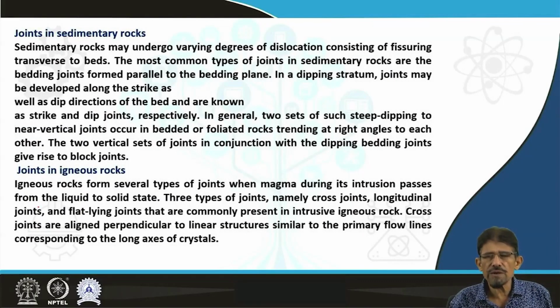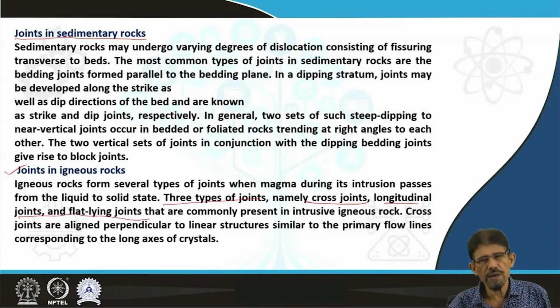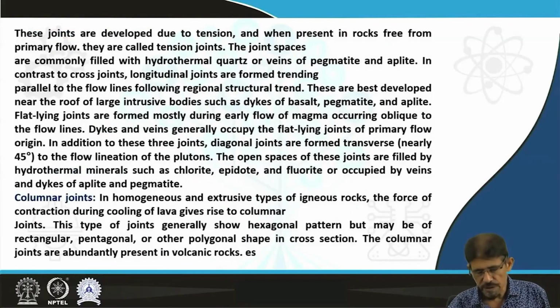Besides this, joints are also present in different types of rocks. Joints are mainly present in sedimentary rocks, showing different dips and strikes, and we can observe a number of joints in limestone, sandstone, and claystone. In igneous rock, we mainly have three types of joints, namely cross joints, longitudinal joints, and flat-lying joints. And columnar joints and others are very famous.